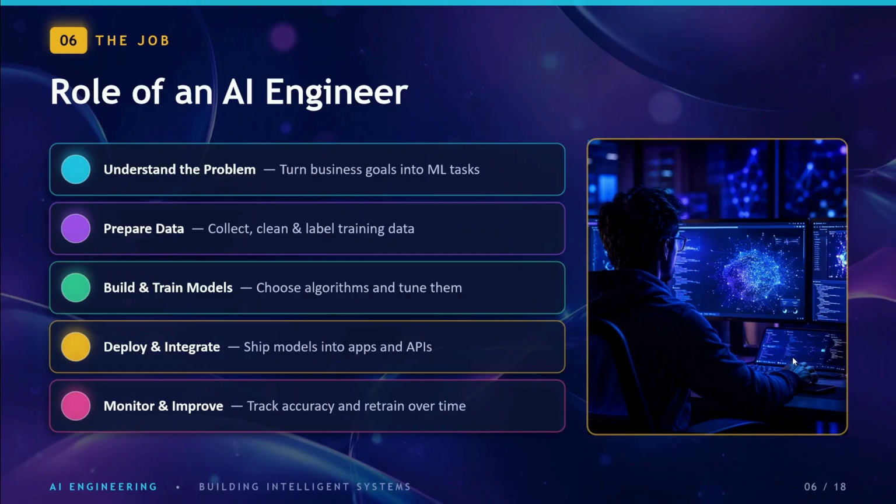And finally, the fifth responsibility is to monitor and improve. Once a model is live, the engineer must continuously track its accuracy over time because real world data changes and models need to be retrained periodically to stay accurate and relevant. So, an AI engineer is not just someone who builds models, they own the entire journey from problem to production.